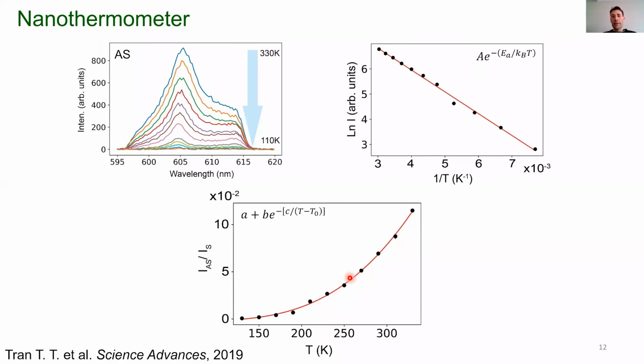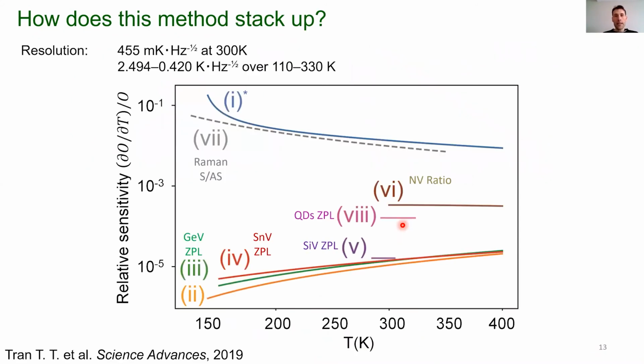So we have a nice one-to-one correlation between temperature and fluorescence, which follow an exponential behavior, which we know will give us a very high sensitivity. And this is summarized in this graph, which I'm going to guide you through.